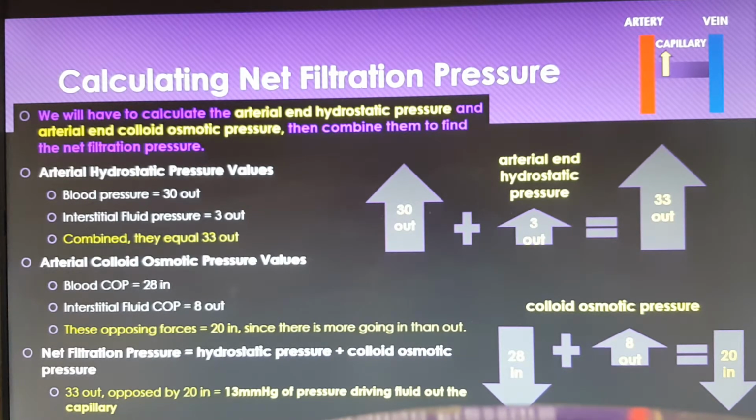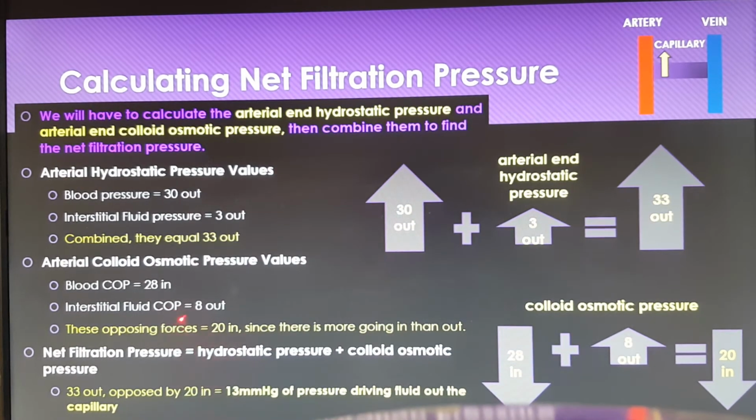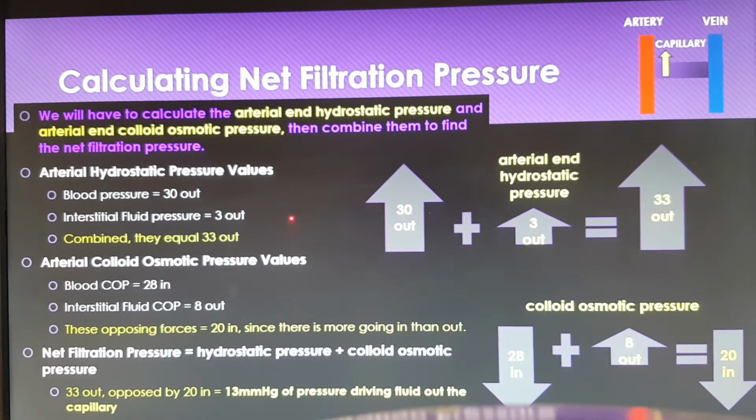For your colloid osmotic pressure, blood COP is 28 in, the draw of water into the capillaries from the plasma of the blood. And then for your interstitial fluid, the draw of water out of the capillaries into the extracellular space is only 8 out. So these counter each other. With our arrows, we have our 28 in countered with an 8 out, which yields a 20 in, since the in has more pressure driving inward into your capillaries.